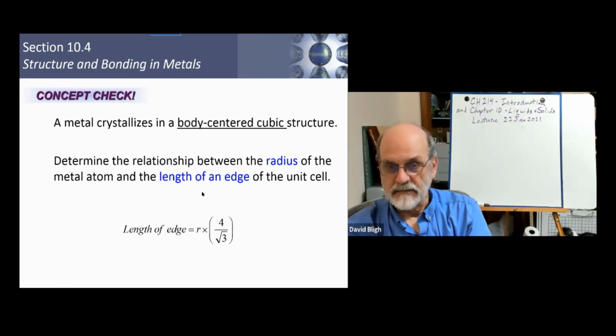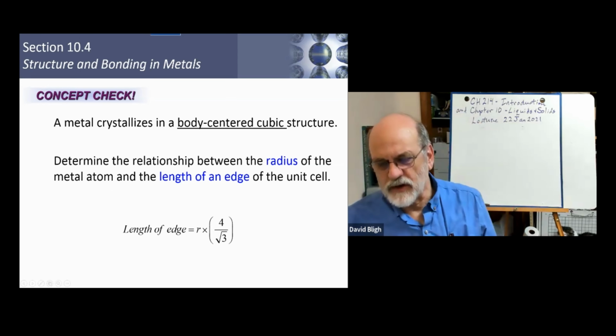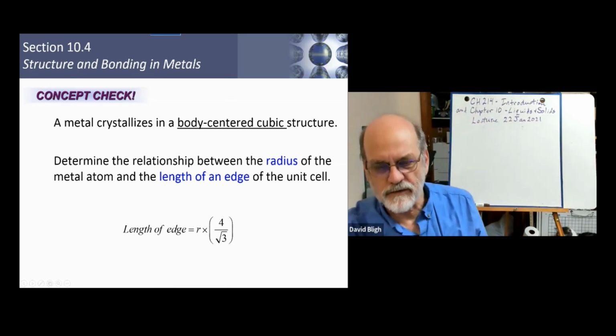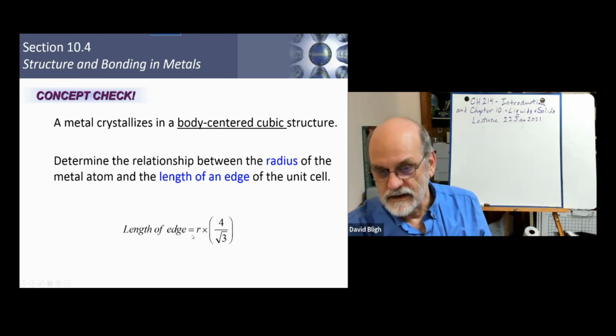Body-centered cubic, we can do the same thing. I've got extra documents that explain this. I'm not sure if they're in Blackboard, but I can get them to you if you're really interested. The length of the edge of the cell is now equal to the radius times 4 divided by the square root of 3.